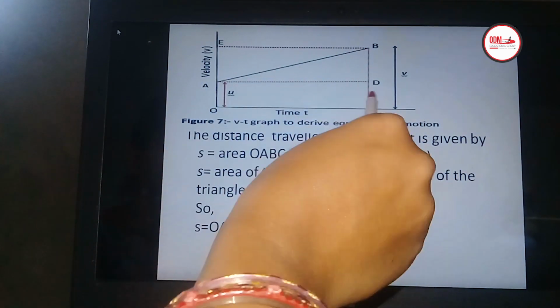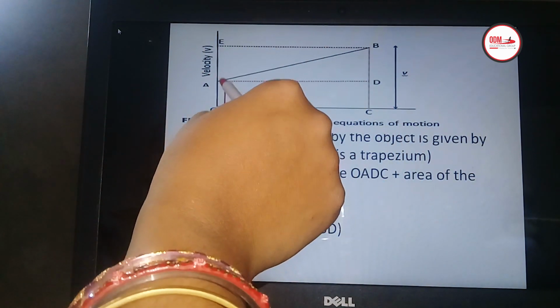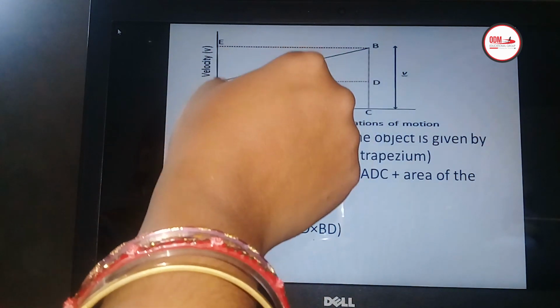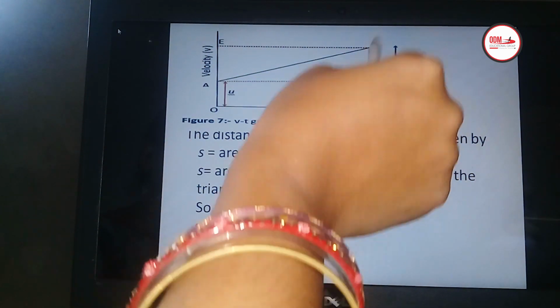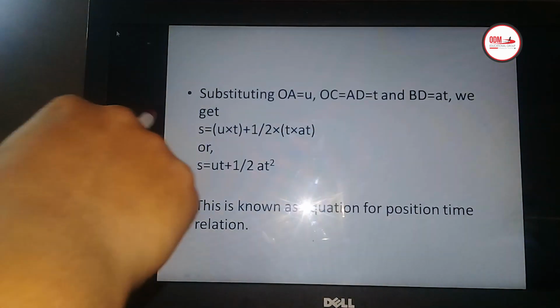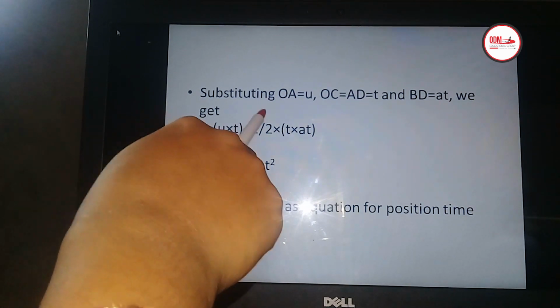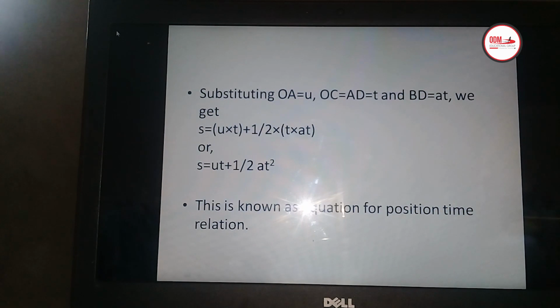Similarly, the area of this triangle will be half into base into height, which is half into AD into BD. The value of AD is t and the value of BD is v minus u. So putting all these values, we will get s is equal to ut plus half t into at, or s is equal to ut plus half at square. And this equation is also known as the equation for position-time relation.